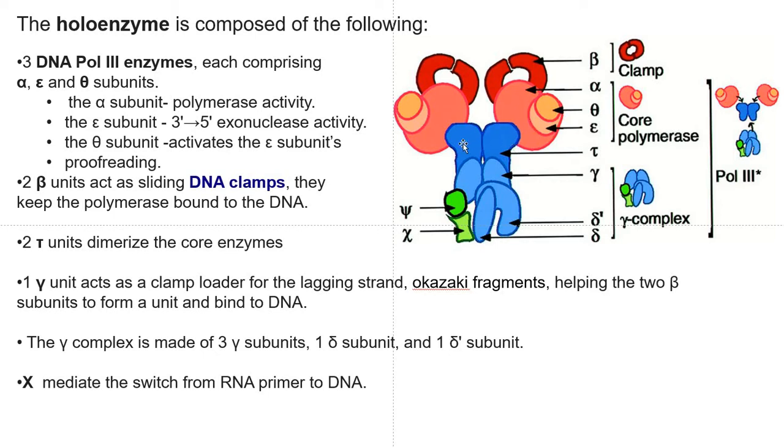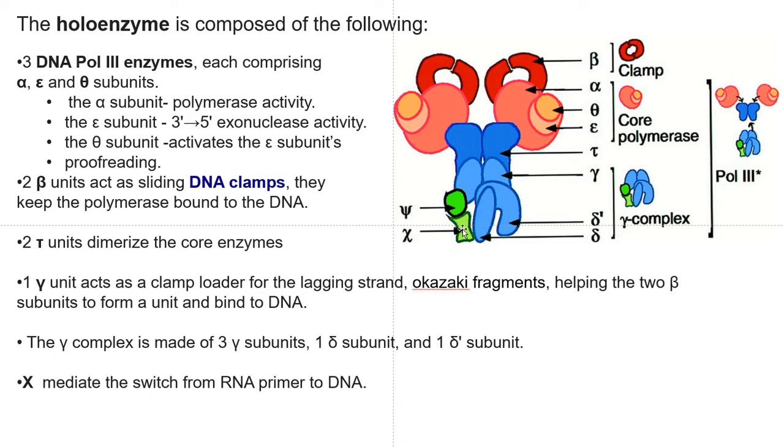Next part is tau. Tau keeps these holoenzymes attached to the gamma subunit. So it dimerizes or trimerizes the core enzymes, because now we know that there are 3 instead of 2. Gamma unit acts as a clamp loader, so the major function of the gamma subunit is to load these clamps onto the DNA molecule.